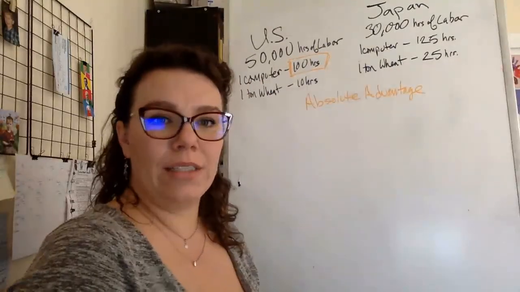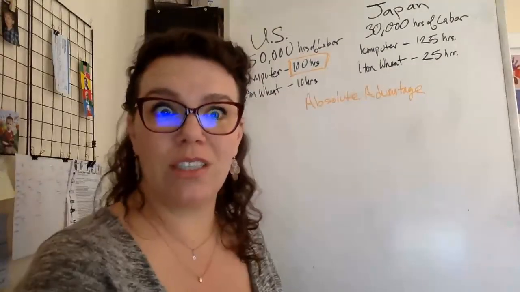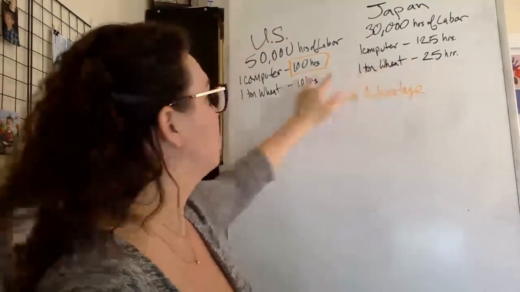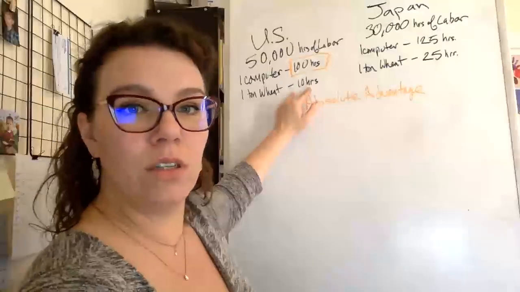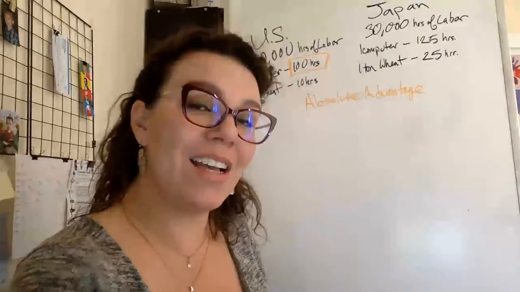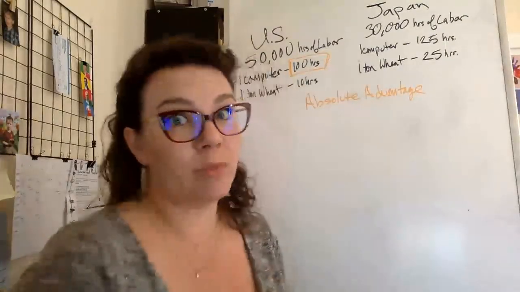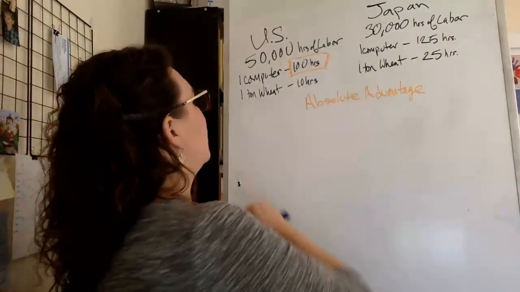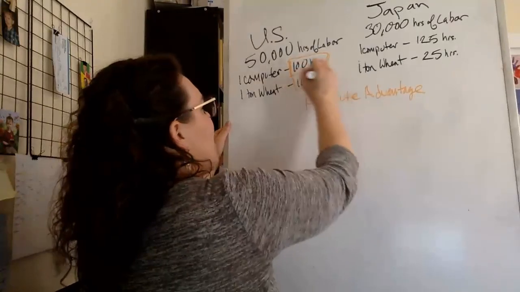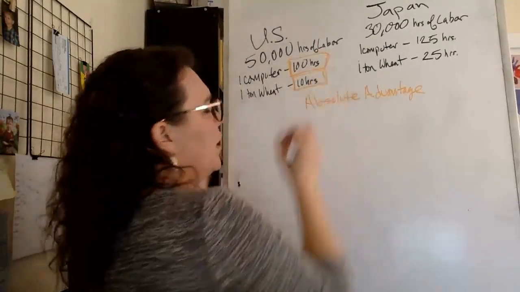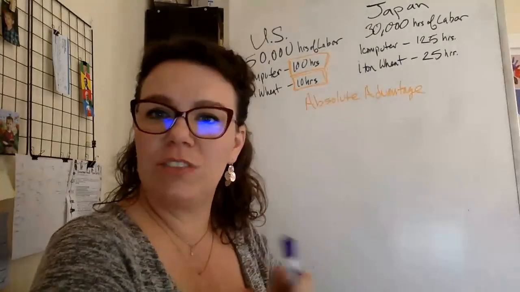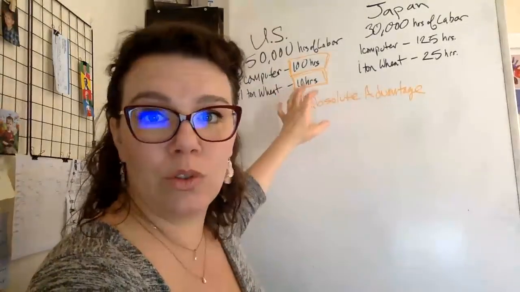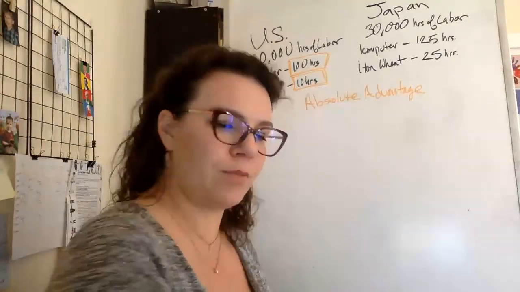What about wheat? How long does it take Japan to produce a ton of wheat? 25 hours. What about the US? 10 hours. So the US also has a lower cost in terms of labor, in terms of the inputs we have to use to make it, of producing wheat. They also have the absolute advantage in producing wheat. They have better technology for some reason that makes it easier, cheaper to produce wheat and computers in the US.